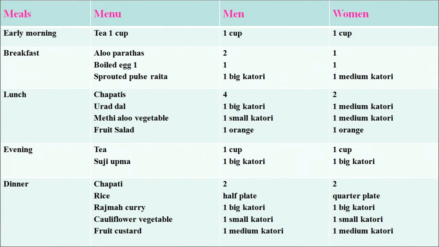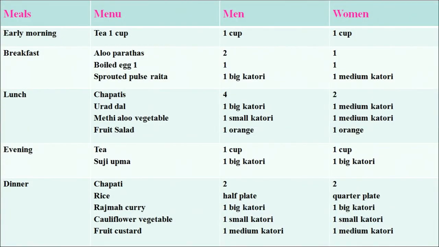One big katori or one medium katori dal. One small katori and one medium katori for the women. See the twist here, because the women require more amount of iron, which is provided here through the fenugreek or methi leaves. Hence, the amount is increased in case of the women. One orange is given to both of them, it's more than enough.